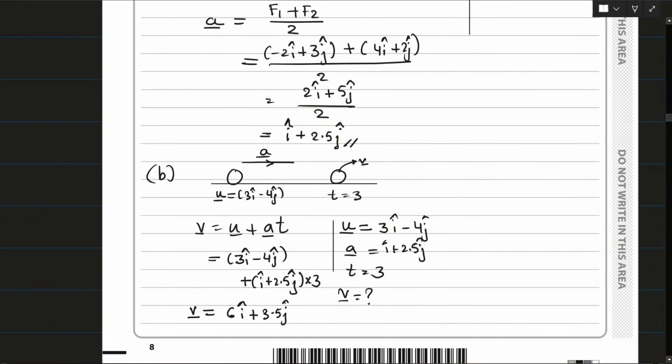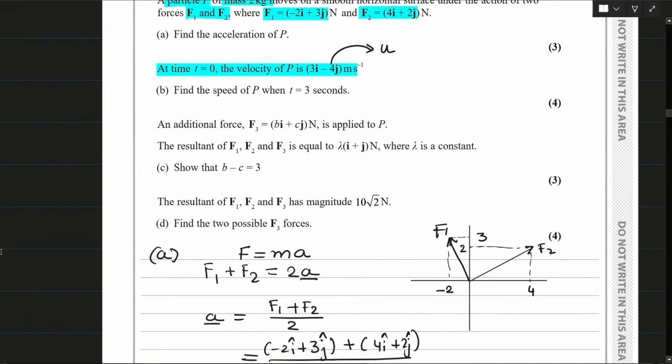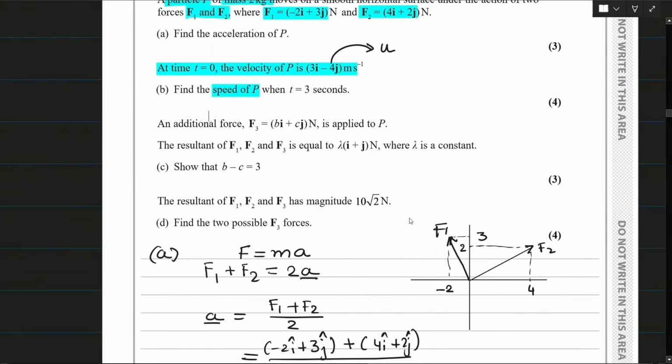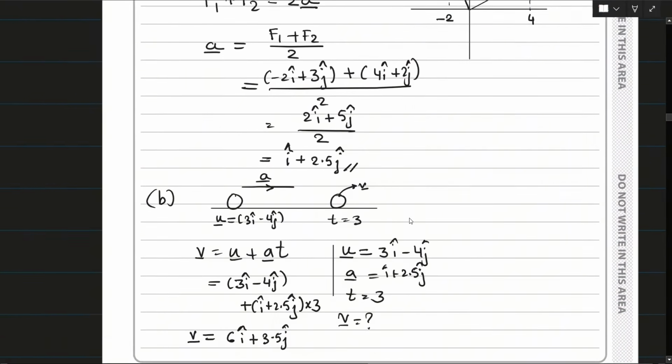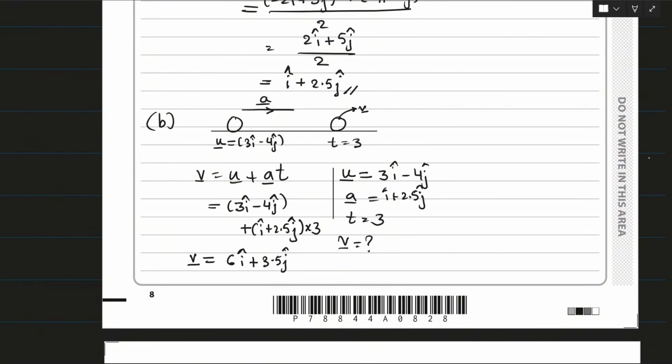But this is not our answer, because in the question we see that we have to find the speed of p. In the question, it is said that we need to find the speed of p, not the velocity. Velocity is a vector, but speed is not a vector. Speed is the magnitude of the vector. So we have the velocity, we just need to find the magnitude of the velocity vector to find the speed of p.